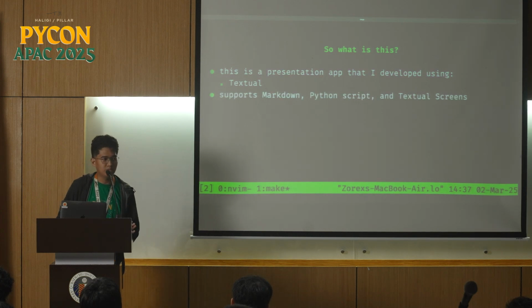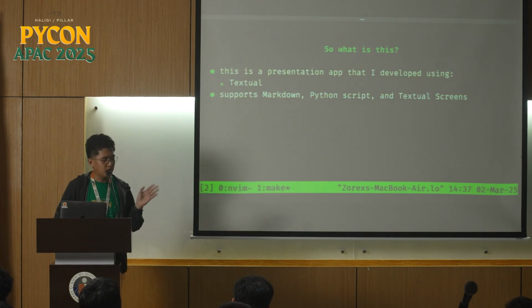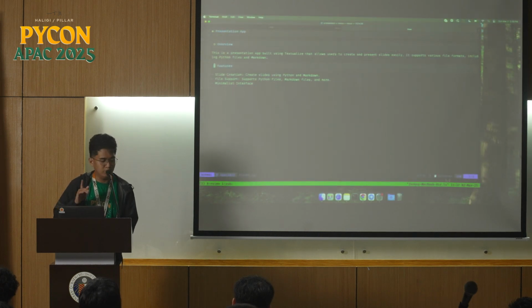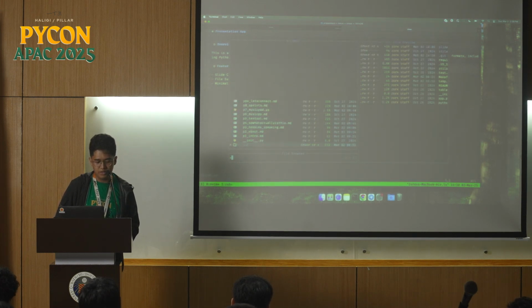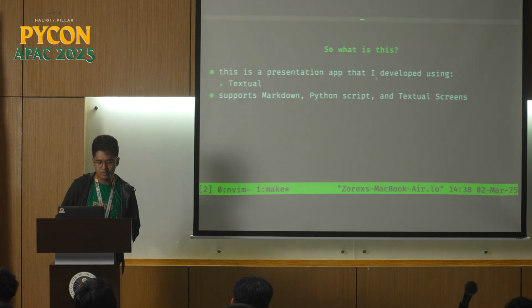So what is this? This is a presentation app that I developed using Textual. It's a framework to create apps inside the terminal. So all of these are in the terminal, and it supports Markdown, Python scripts, and Textual screens. So I'm going to show you the actual project structure. In here, I just have the Markdown and a list of the slides. All of these are in Markdown, like this is the intro, the about, hobbies, and actually there is a hidden Python code in there. So let's go through that.